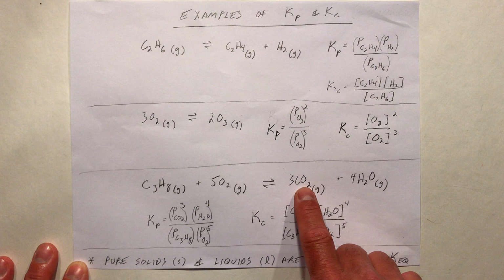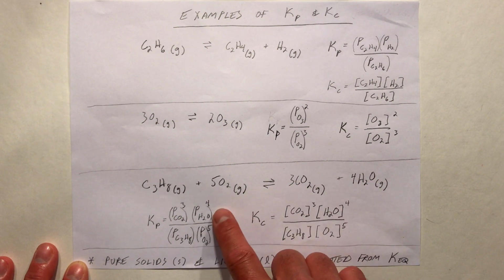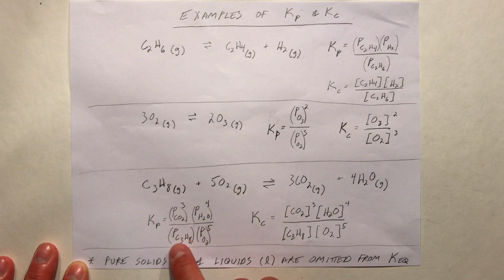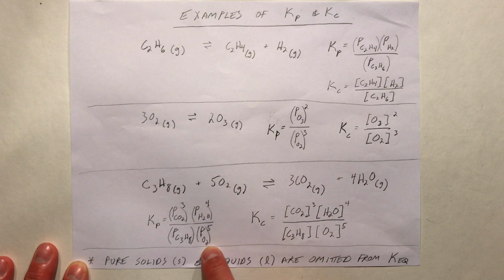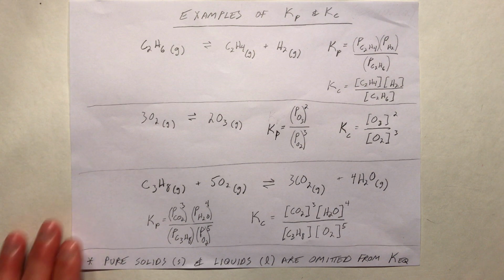So the pressure of this product to the third power multiplied by the pressure of this product to the fourth power divided by the pressure of this reactant to the first power and this reactant to the fifth power would be the Kp, and here it is with concentrations.